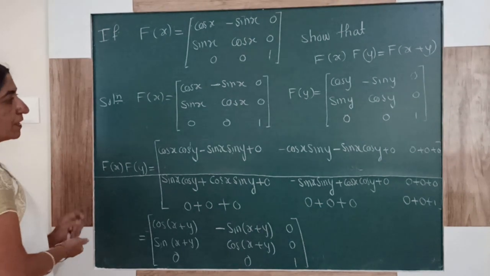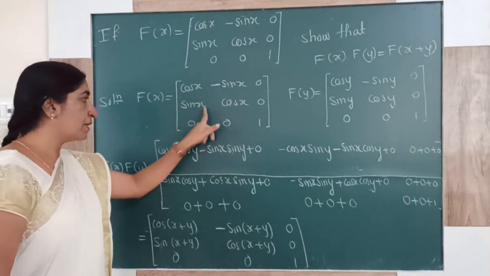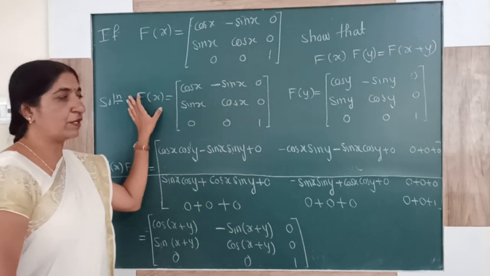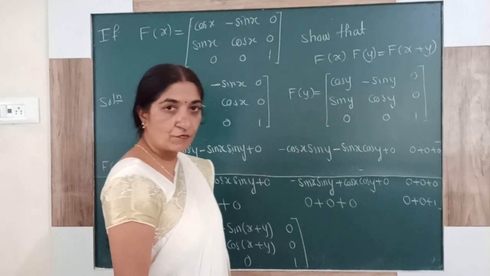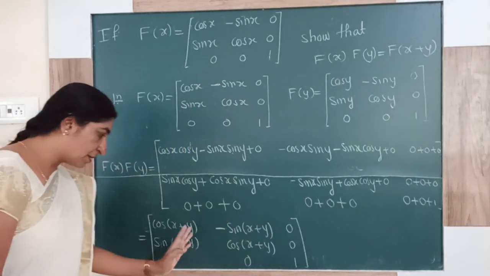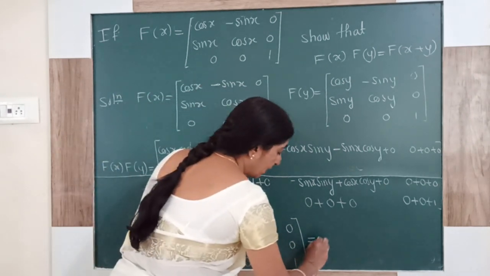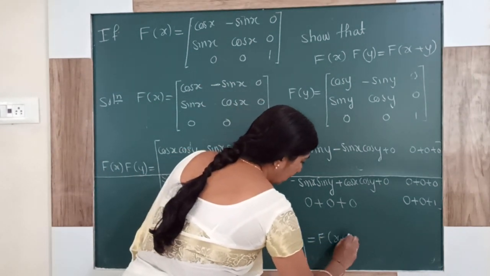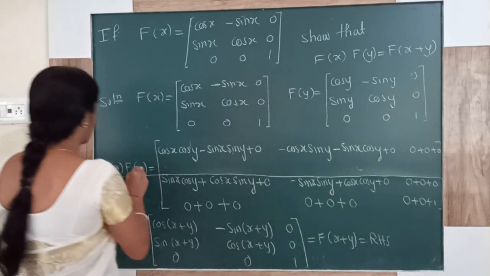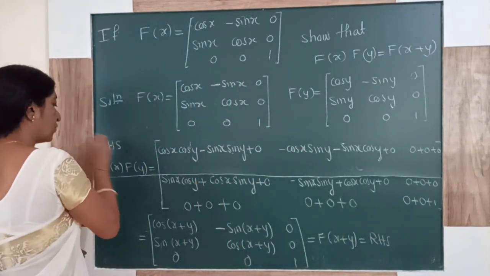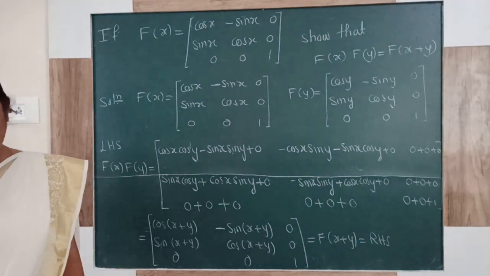See, it is just the basic hint we gave. If the angle is x, we write f of x. If the angle is y, we write f of y. Then tell me how you write this. Here the angle is x plus y, so we write f of x plus y. Is it the RHS or what? We started with the LHS, f of x into f of y, and we got the RHS, f of x plus y.